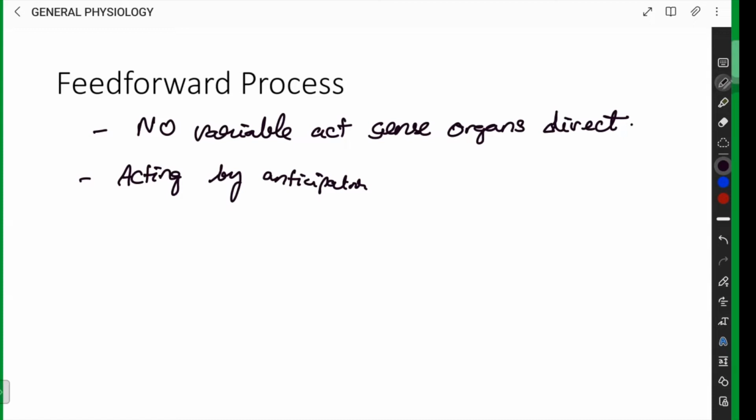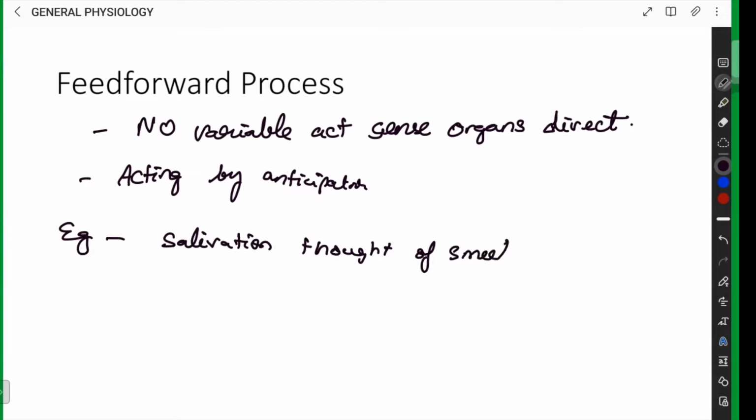Now coming back to the feed forward process. In the feed forward process, there is no variable that is going to act on your sense organ. This is going to act by anticipation. Very easy example, I'll tell you. You all will be thinking of having food, right? When you think of having food, what happens? You're going to have salivation. So there is salivation on the thought of food. So this is one example of your feed forward mechanism.